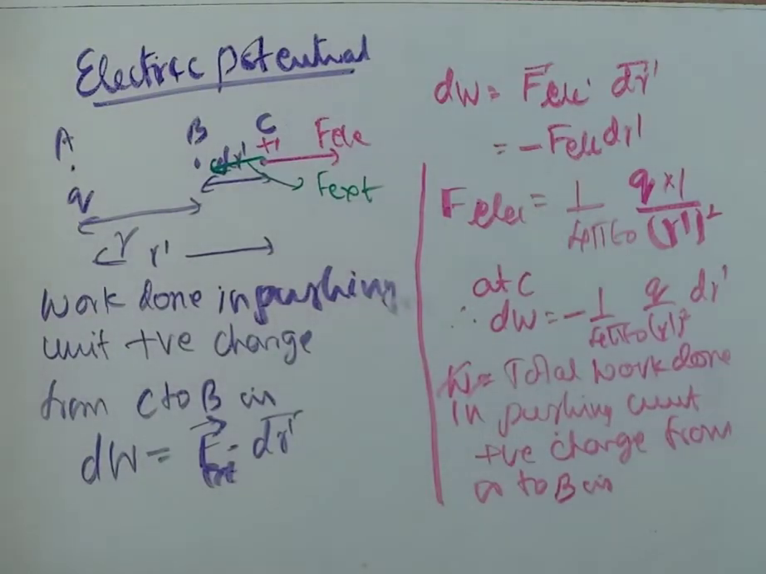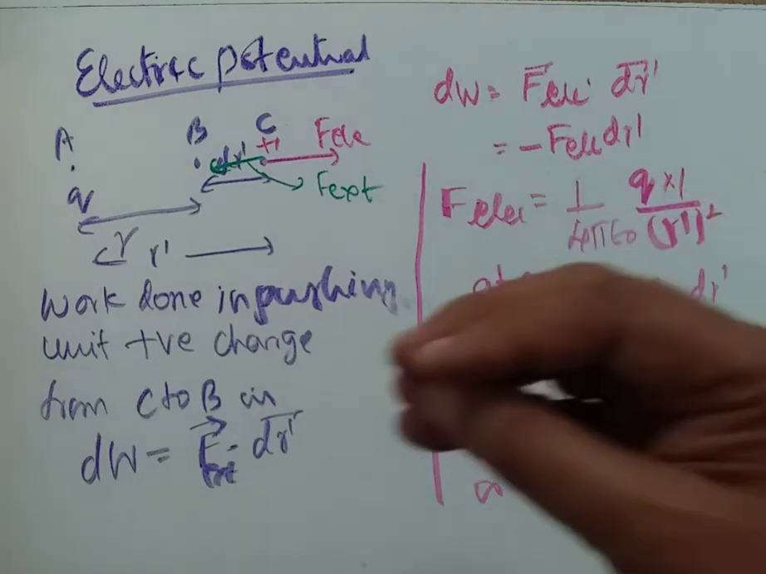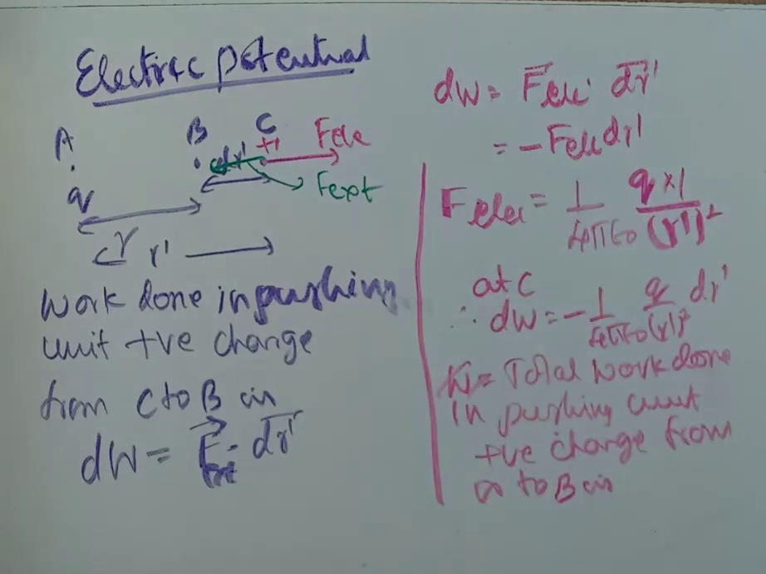Observe carefully. I considered a point A where the charge q is there. I considered another point B at distance r. I considered another point C at a small distance dr dash from B and r dash from A. Now our aim is to first calculate the work done in moving a unit positive charge from C to B. For that the work done is F external dot dr. F external means we are pushing it towards B. But the actual repelling force is F electric, which is in the opposite direction. That's why the work done by us is F external dot dr.